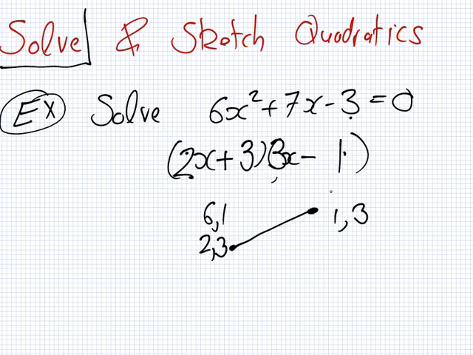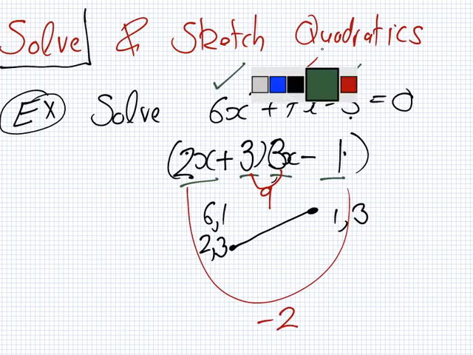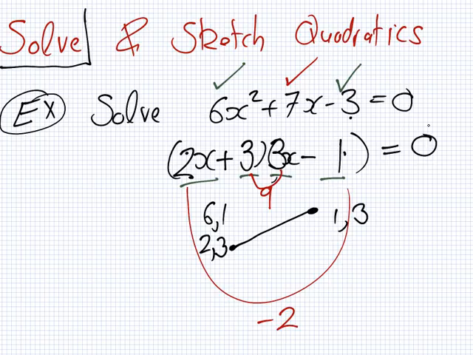Now let's just check that works. 2 multiply 3, yep. 3 multiply minus 1, yep. And then the middle piece: this makes 9, and then this makes minus 2, and together that makes 7. Okay, so this works. Right, so we know that this equals 0, so we can use this to find the x then.